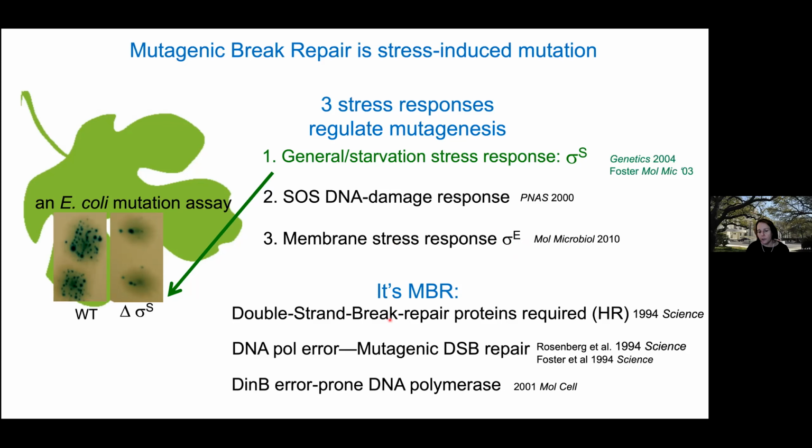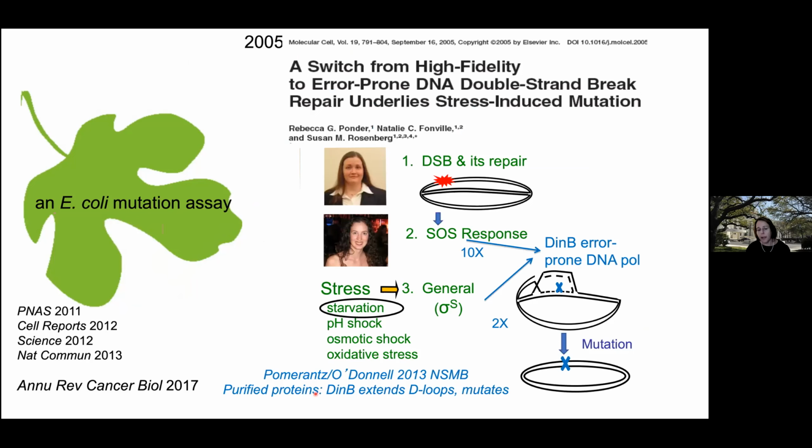Before that, we actually learned a bunch about the mechanism of the mutations in starving cells. The mutagenesis mechanism required the proteins that do double-strand break repair by recombination. My first graduate student's first paper showed that the mutations look like DNA polymerase errors, which led us to think it was mutagenic repair of double-strand breaks, and that a special low-fidelity, error-prone DNA polymerase is used. And Becky Ponder, when she was a graduate student in the lab, did some lovely experiments that revealed the mechanism that I'll just tell you the take home from.